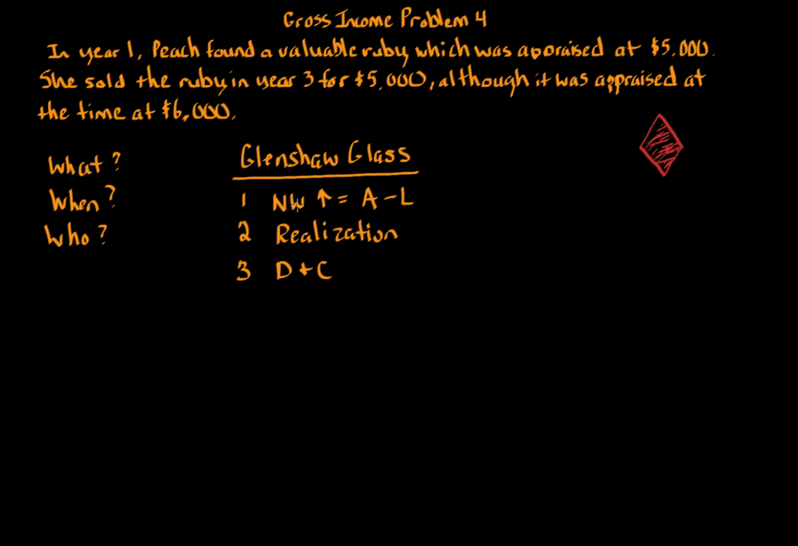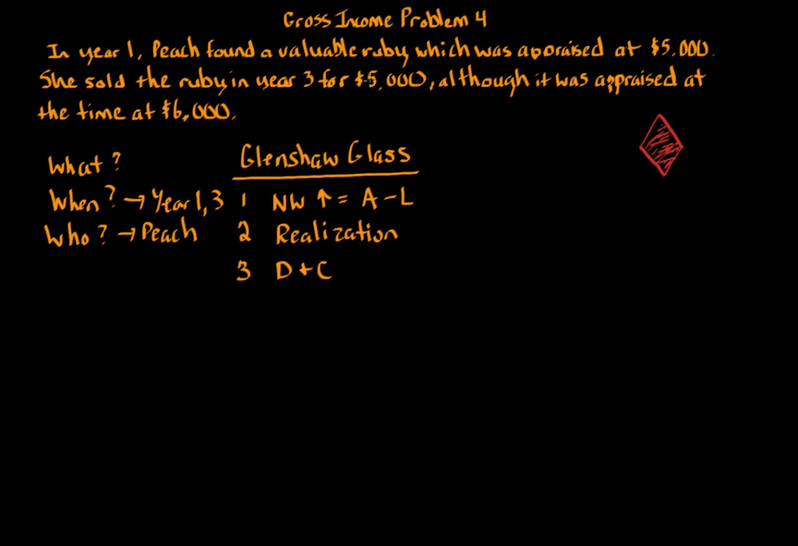Now, with respect to net worth, we're looking specifically at Peach. Peach is the only person here. So who, we're looking at Peach. The when, well, we have the year it's found, year 1, as well as potential for year 3, when Peach sells the ruby. We have to worry about those years. So Peach finds it in year 1, which potentially could have gross income implications, but then Peach sells it in year 3, which potentially could have gross income.